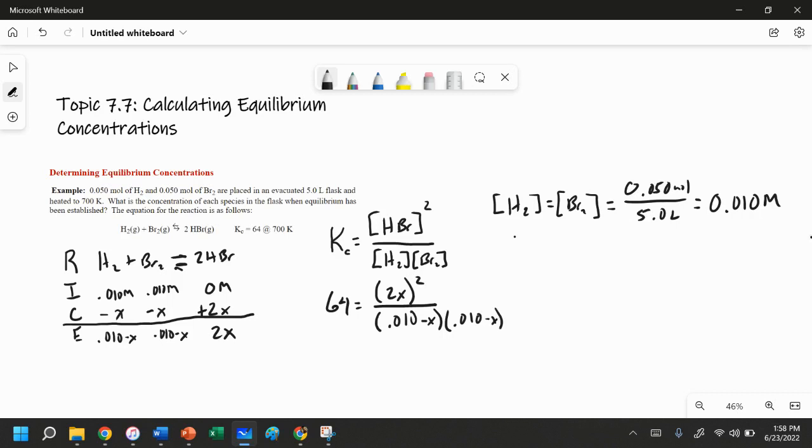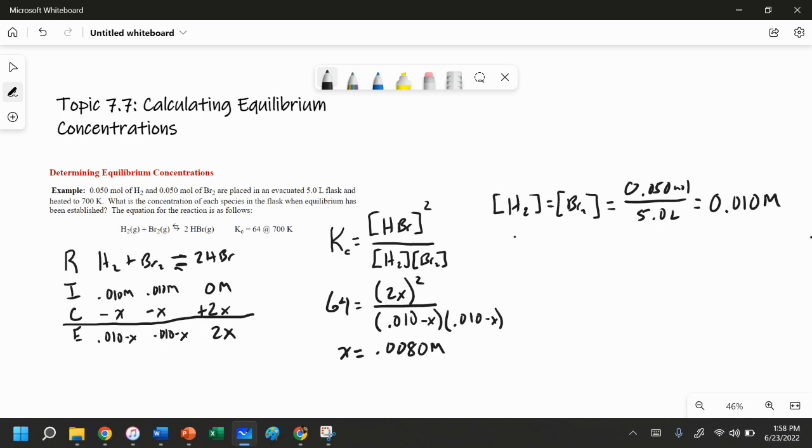So now it's a matter of solving for x, and I am not mathematically going to solve for x here. But you do need to know how to solve algebraic equations to solve for x. And so in this particular problem, x is equal to 0.0080 molar. So now we can solve for our equilibrium concentrations of each of our reactants and our product by plugging x in to the equilibrium expressions.